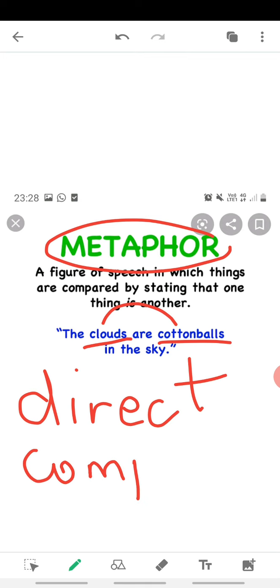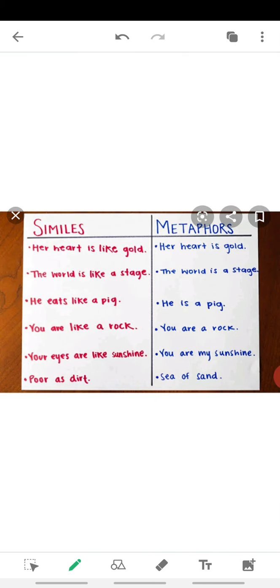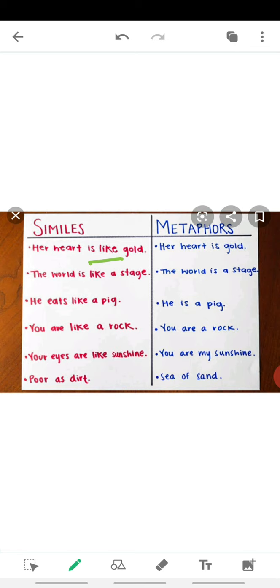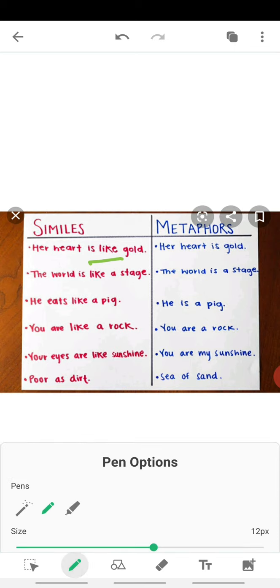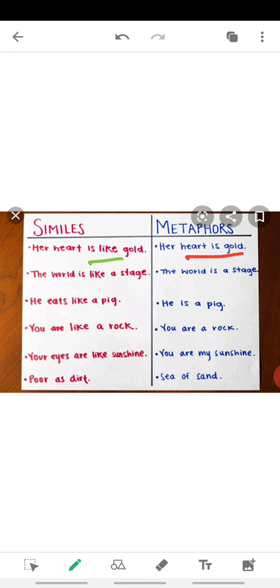Direct comparison. Directly compared. Let's see more examples of this. See, in simile, if you had to write, you would write, her heart is like gold. But in a metaphor, if you had to write, you will write, her heart is gold. You want to compare the heart to gold. Now, the heart means not the heart itself, but the qualities of the heart. So, her heart is gold if you would want to write it in metaphor.